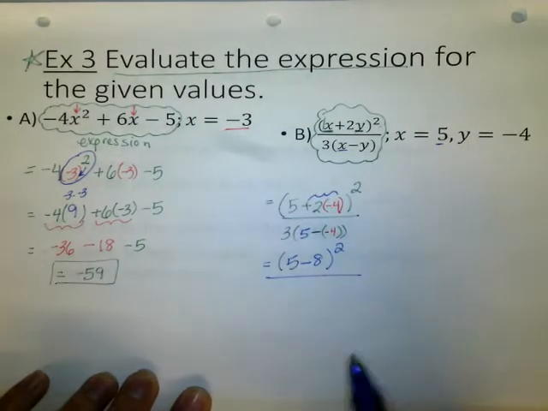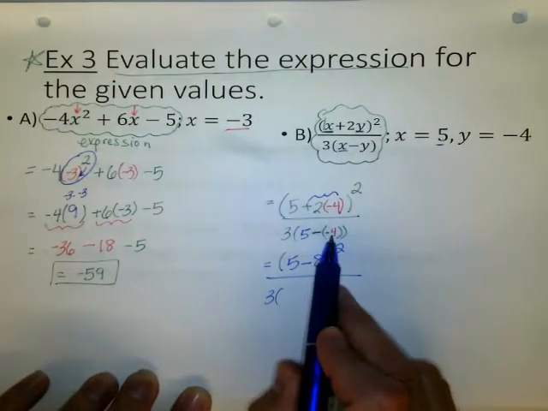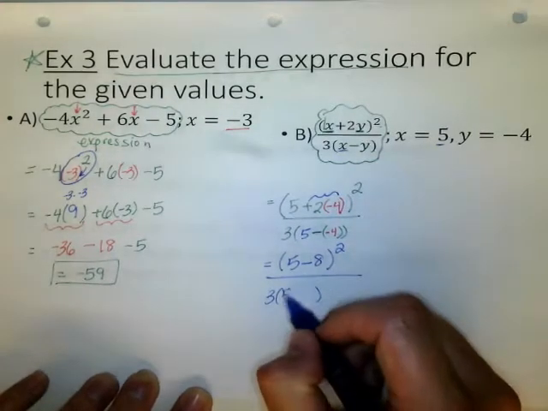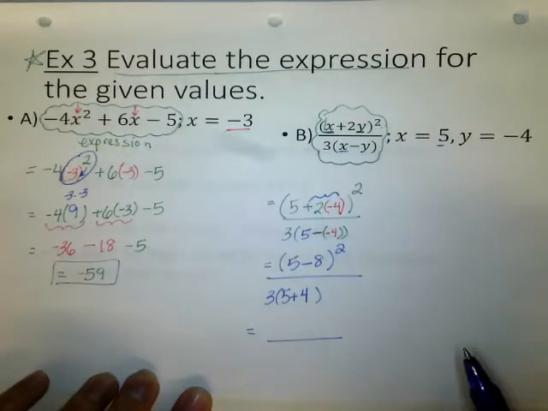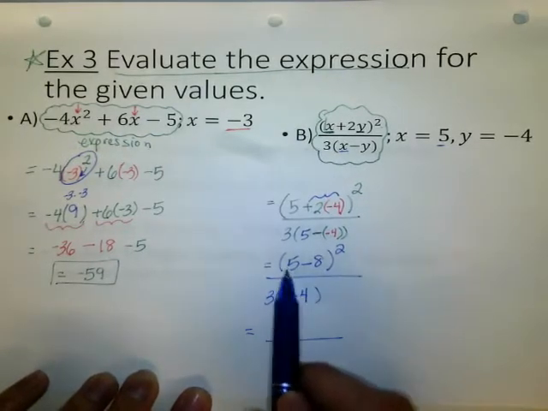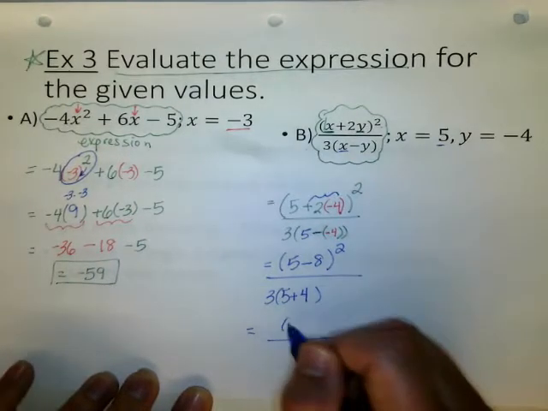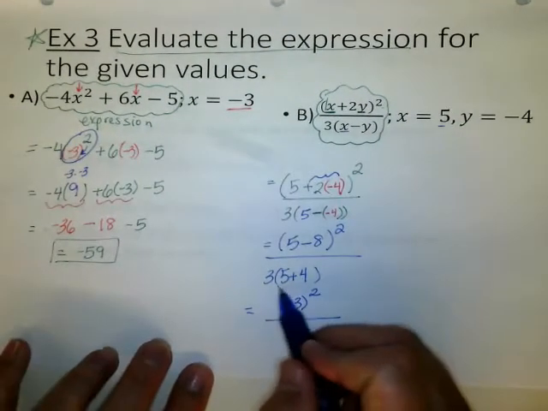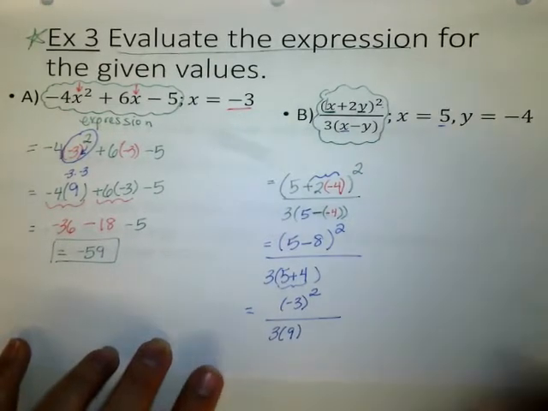In my denominator, inside my parentheses, I have 5 minus a -4. What is negative times negative? Positive. So that's really 5 plus 4. All right, I'm going to subtract. What is 5 minus 8? -3. Still in parentheses, still being squared. My denominator, I'm going to do 5 plus 4 and get 9.